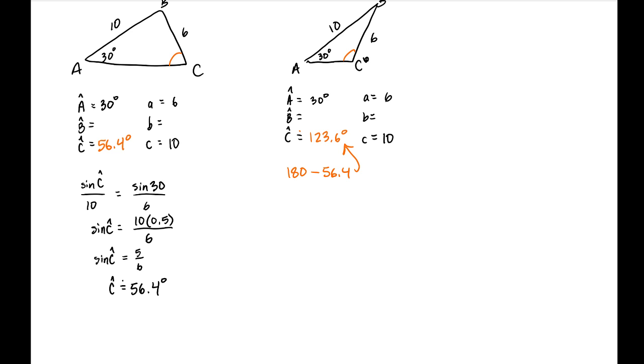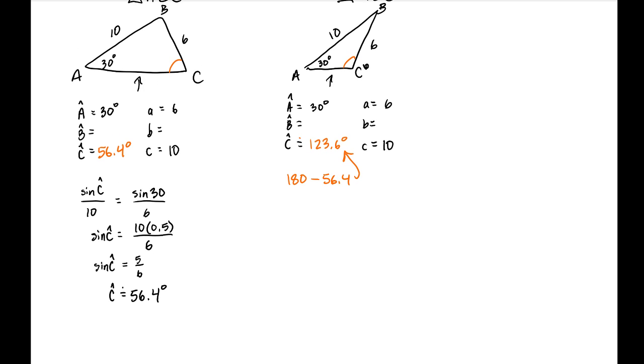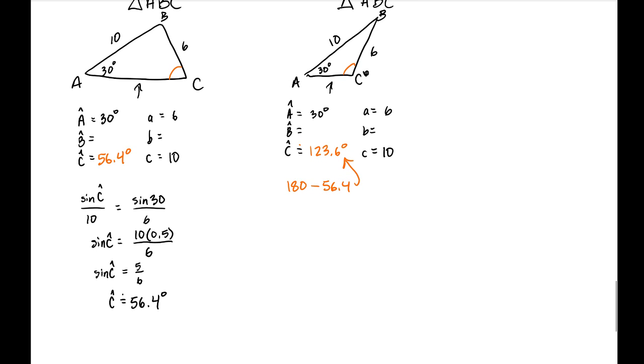So let's say I wanted that distance of B, the side length here, which is different than this one. I would be able to do that using, well, really any method of my choosing at this point. I can solve for the missing angle of B here by doing 180 minus 30 minus 56.4. And that gives me here 93.6.